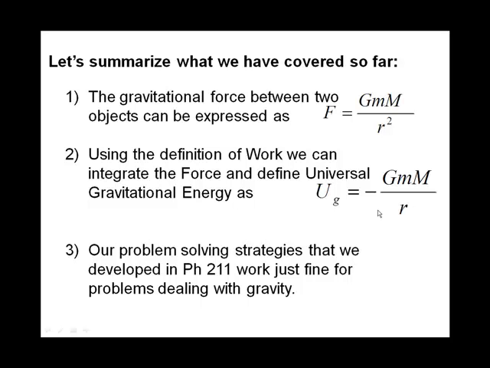And then the next thing we did, after looking at the force a little bit, we used the definition of work that we learned back in Physics 211 to integrate the force, and then we defined the universal gravitational energy as given in the equation here. Remember, U is the symbol we like to use for potential energy. Finally, what we did more on Wednesday is that we looked at the problem-solving strategies that we developed in Physics 211 and discovered that they work just fine for problems dealing with this new concept of Newton's law of universal gravitation.